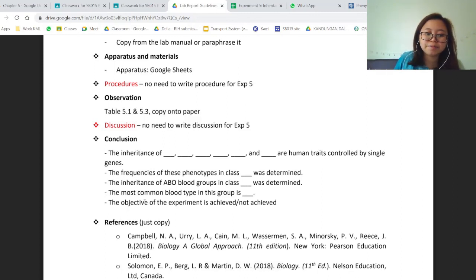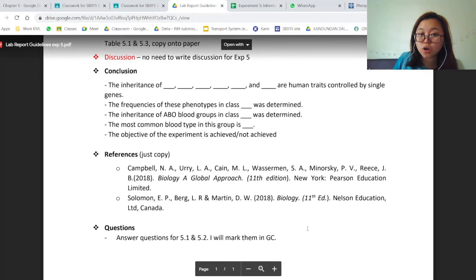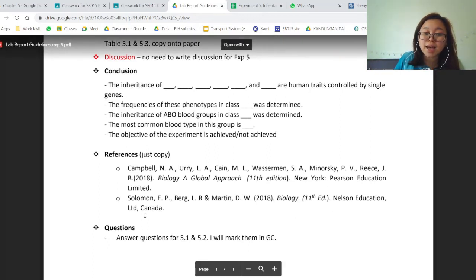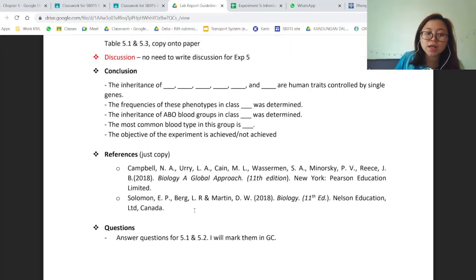Okay. For the references, just copy what I have into your lab report. If you want to do your own references, you can. But please still use APA citation format. Okay, cara kita tulis references ni dia ada format ya. Jadi kalau kamu mau ambil tahu lebih banyak, kamu boleh Google apa itu APA citation format 6th ataupun 7th edition.